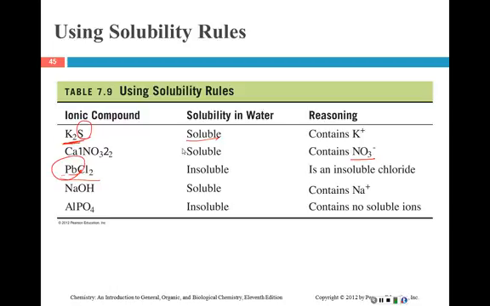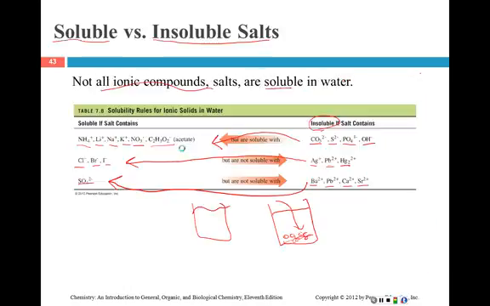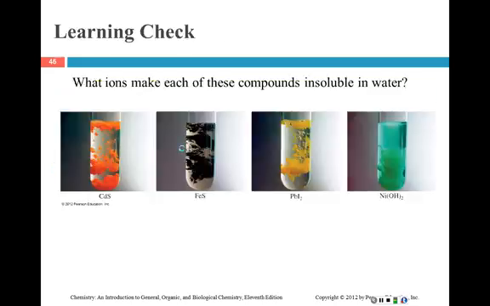So that previous table that we were talking about earlier has some of these rules that you can go by. If you look at these in this learning check, this is what I'm talking about, and we call this precipitation, just like we call it when it rains. Like rain falls out of the sky, the solids precipitate out of solution.